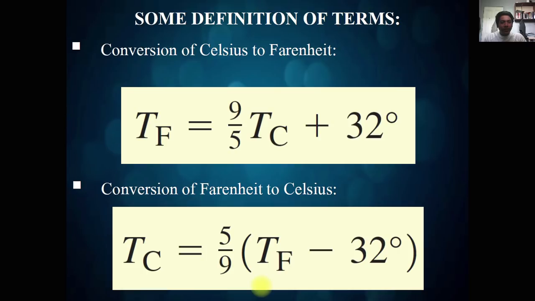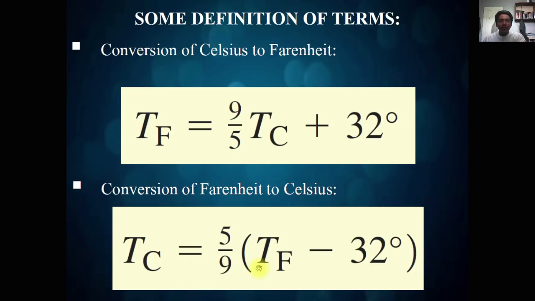Okay, so we have here the conversion of Celsius to Fahrenheit and of Fahrenheit to Celsius. We have this formula: T sub F, the temperature in Fahrenheit, is equal to 9/5 of the temperature in degrees Celsius plus 32 degrees. And if we convert Fahrenheit to Celsius, we have T sub C, the temperature in Celsius, equal to 5/9 of T sub F, the temperature in Fahrenheit, minus 32 degrees. I will not be giving any example in this because it's quite easy.